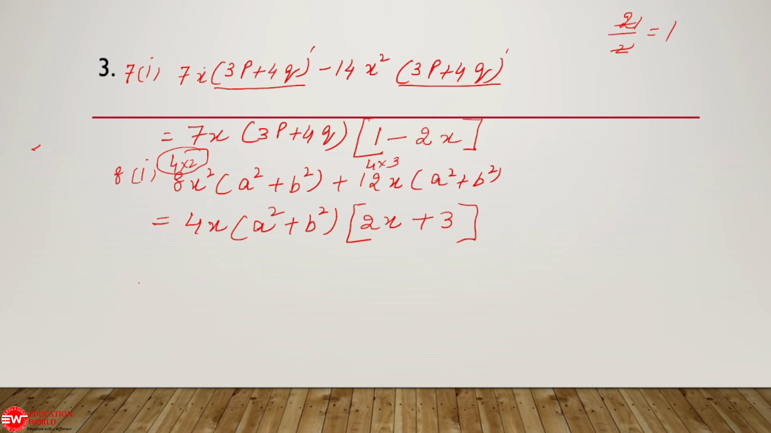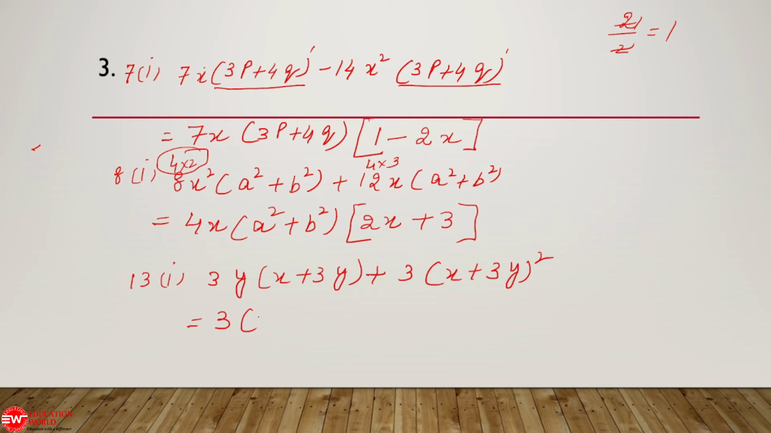So one question we will do, like 13th question, first part, in which the brackets have different powers. For better understanding, 3yx square. So 3 is common. Here 1, here 2. So 1 is common. x plus 3y.